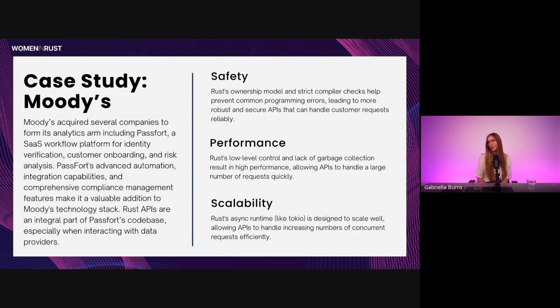So Rust's ownership model and strict compiler checks help to prevent common programming errors. That's important for making more robust and secure APIs that can handle customer requests reliably. From a performance perspective, Rust's low-level control and lack of garbage collection result in higher performance. And that allows APIs to handle a large number of requests quickly. Finally, there's the scalability. So an async runtime like Tokio is designed to scale well. And this allows APIs to handle increasing numbers of concurrent requests efficiently.